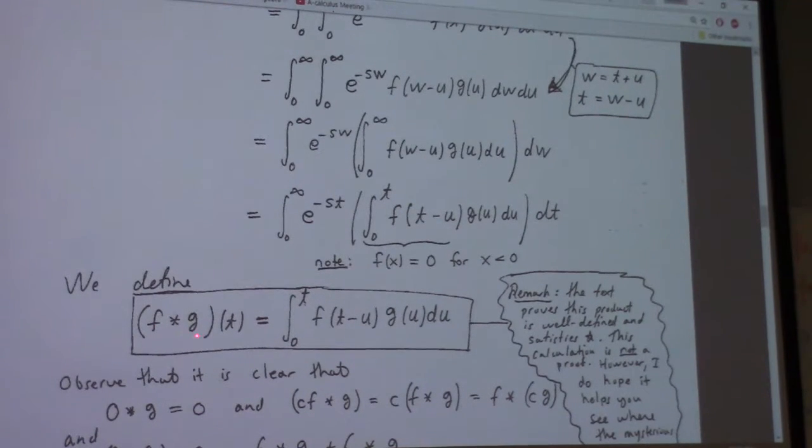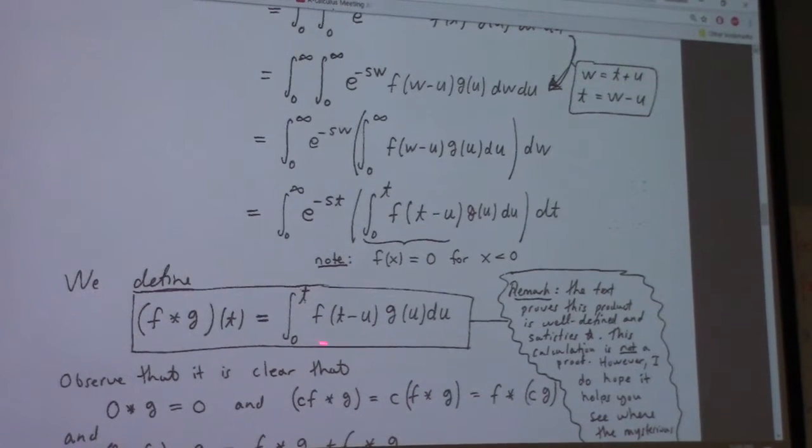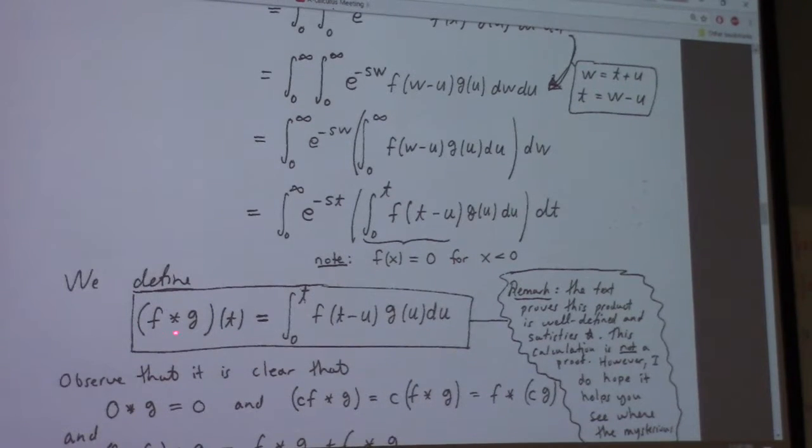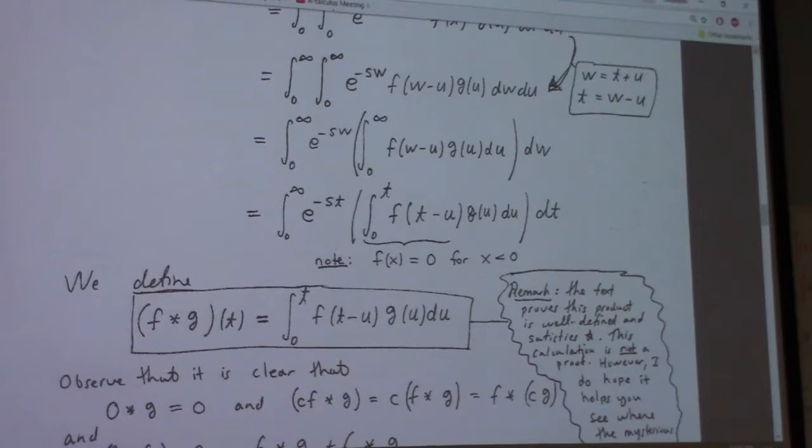The convolution of f and g of t is equal to the integral from 0 to t of f of t minus u, g of u du. And there it is. So that's the convolution. Now, if I just wrote this down for you, if you're like me, you'd be like, why? I don't look at that formula and go, oh, well, of course that's what the convolution should be. I don't know about you, but I don't.